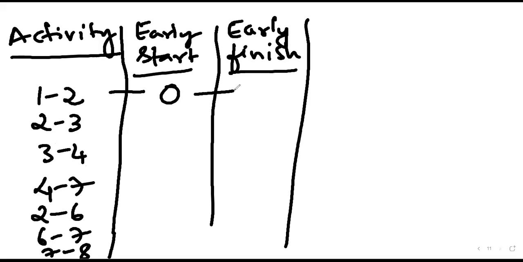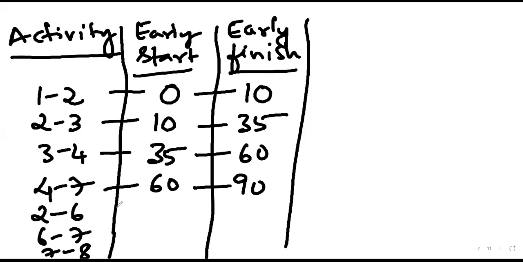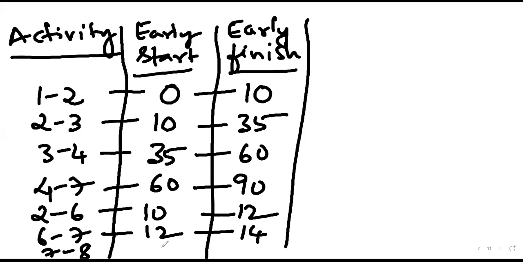Let's start. 0, 10, early finish is 10. Correct? Okay. 10, 35, okay. 35, 3 dash 4 is 35. Okay. 60, okay. 60, 90, okay. 10, 12, 12, 14, okay. 90, 92.